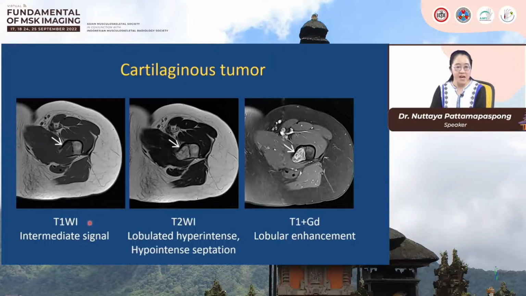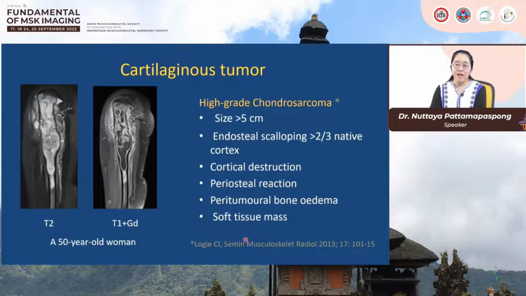Cartilaginous tumor will have characteristic pattern. It has intermediate signal on T1, has lobulated high signal on T2, and has lobular enhancement in the post-contrast study. It is easy to call this chondrosarcoma if it has large size over 5 cm, it has endosteal scalloping, it has cortical destruction or periosteal reaction as well as peritumoral edema and soft tissue mass.